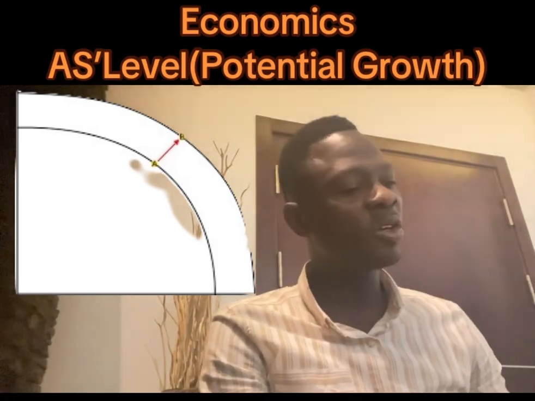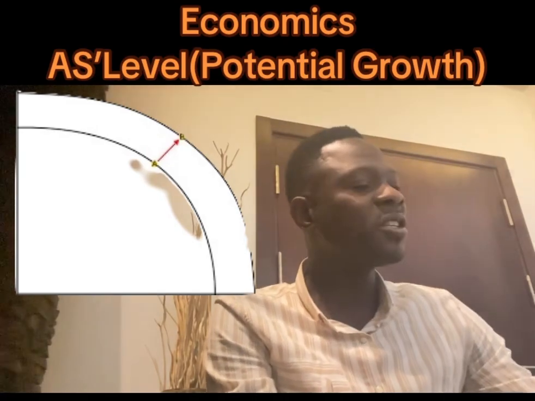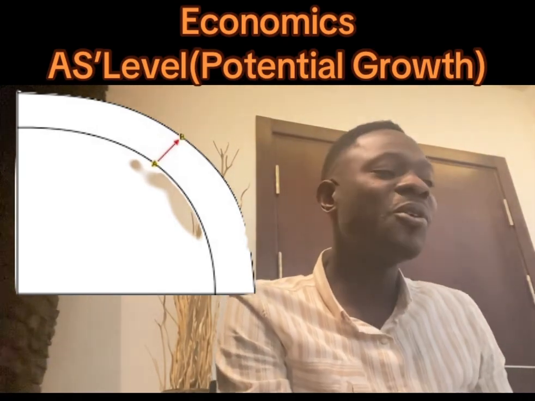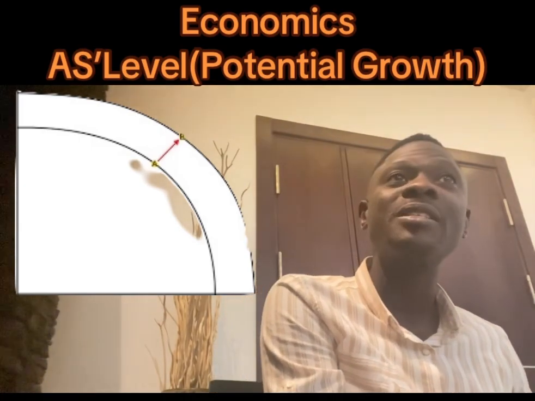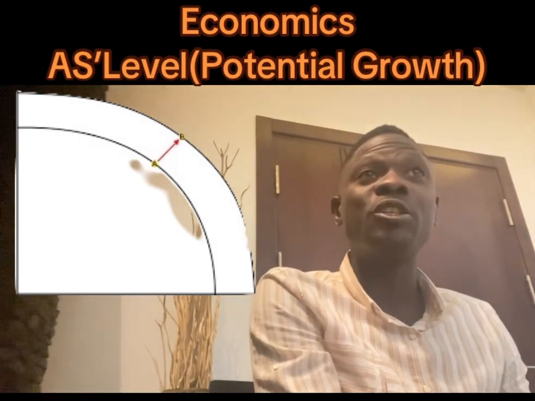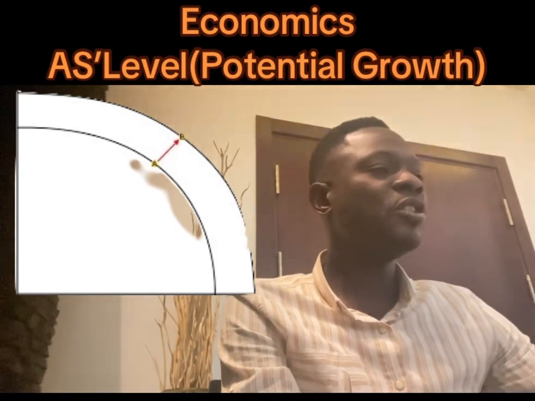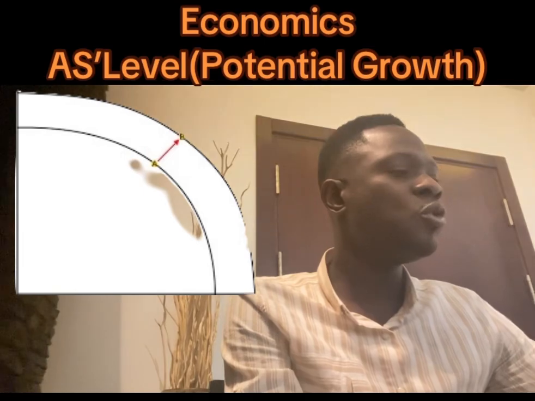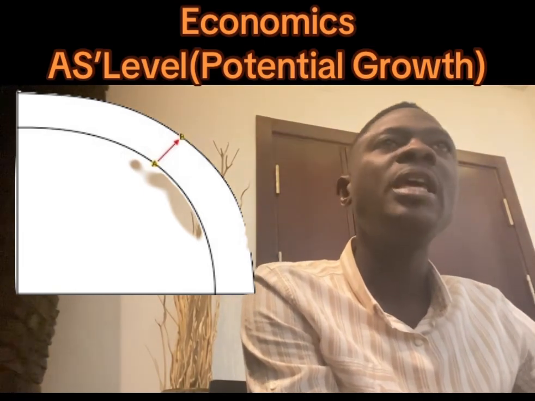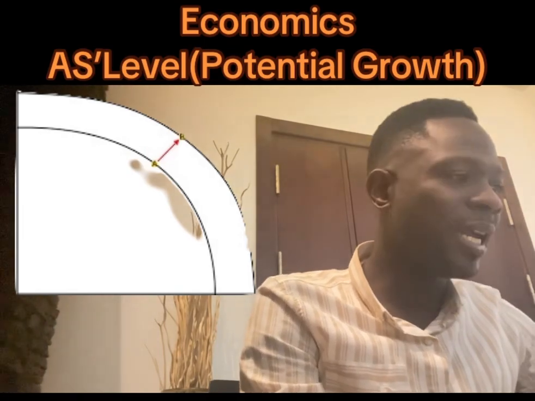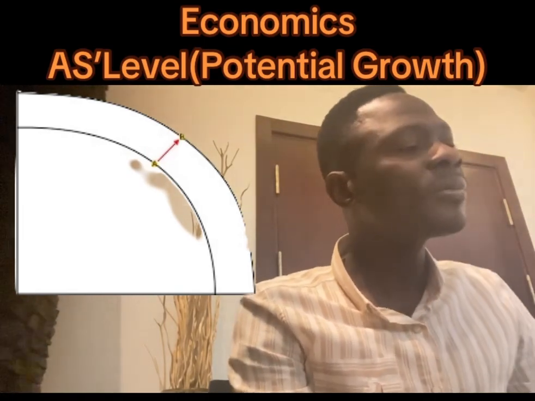Because without factors of production, we don't talk about output. That's why we say factors of production are the resources that help in the production of goods and services. So a country has to produce goods and services if it really wants to measure its output. So that is what potential growth is about. You will be able to achieve your potential growth if you are able to increase your factors of production. That is the first paragraph there.